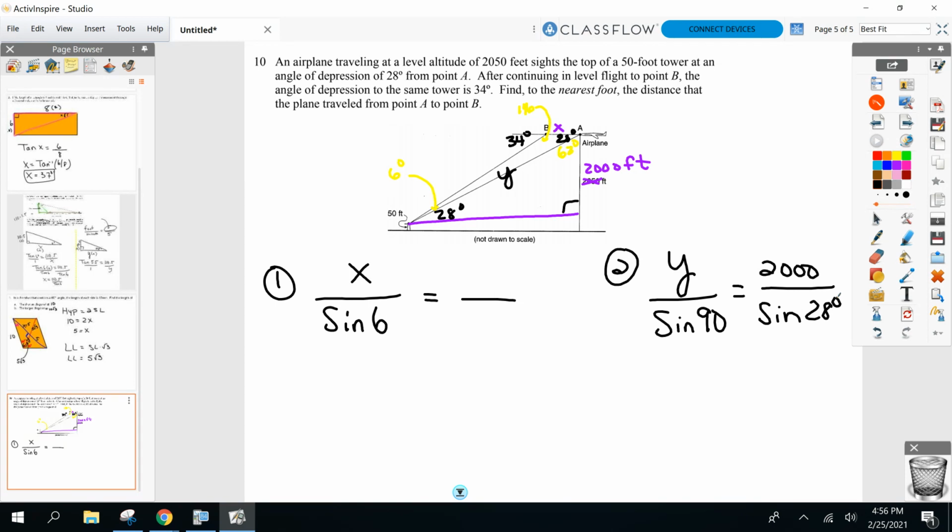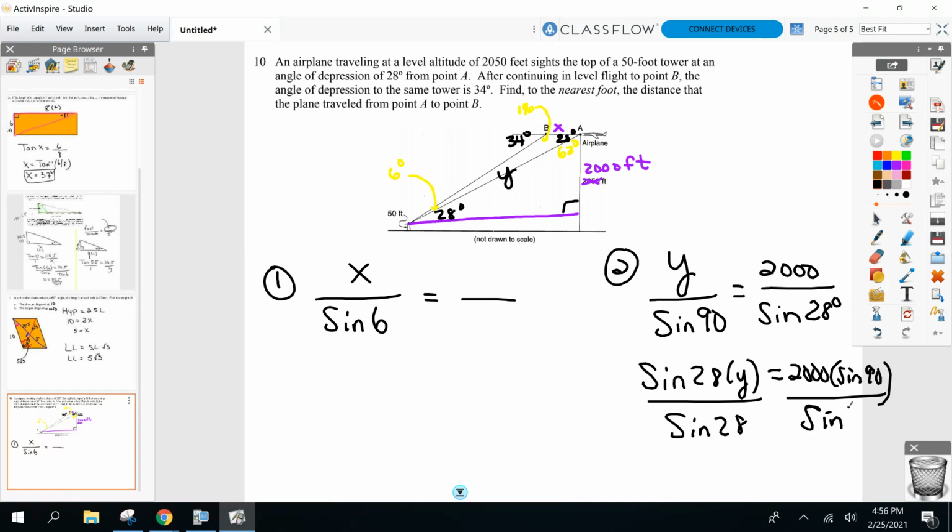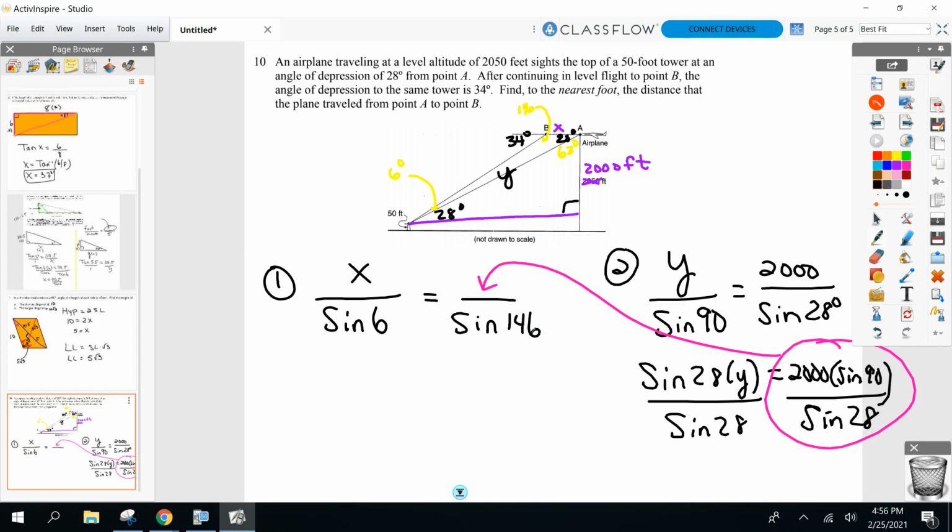So everybody good here. So now I'm going to do sine of 28 times y equals 2,000 times sine of 90. Divide that by the sine of 28 on this side to get y by itself. Whatever I get here, whatever that decimal is, you better believe I'm not going to round it. I'm going to put it over here because that's my other side. And then what angle is across from that side in the skinny triangle? That would be 146. So sine 146.